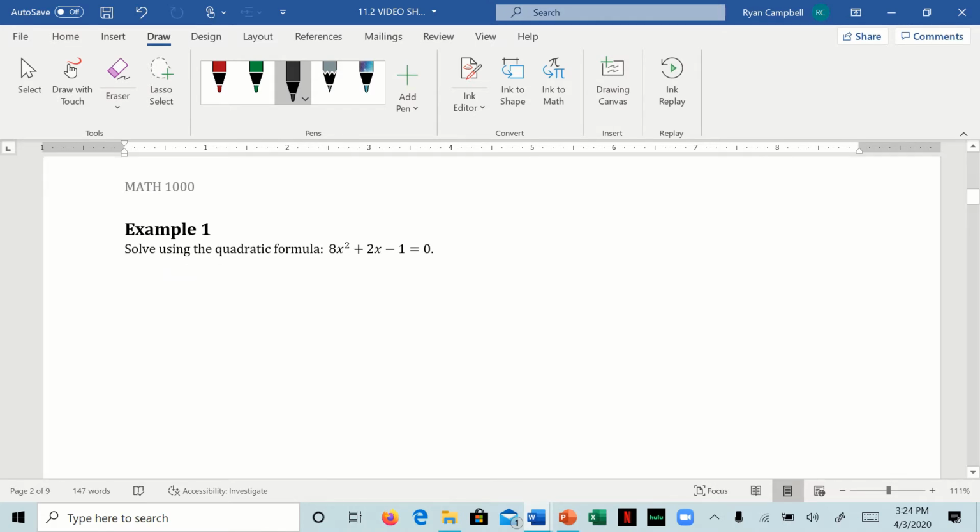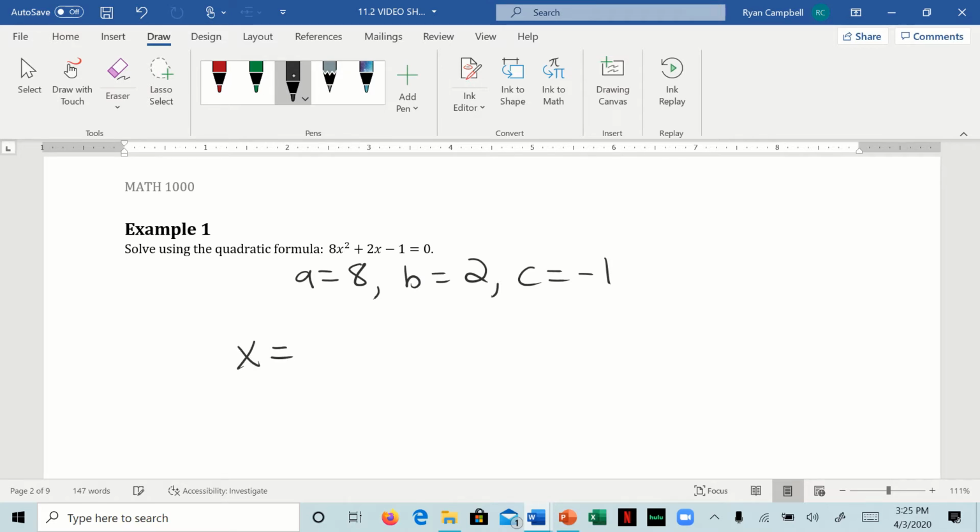All right, so it is already in our form. Step 1 is completed. So step 2, we need to use our quadratic formula. In this case, we see that a is 8, b is 2, and c is negative 1, right? a is in front of the x squared, b is in front of the x, c is all by its lonesome.